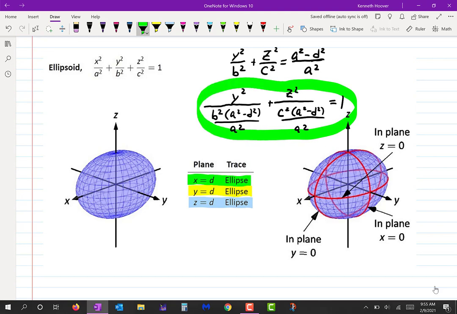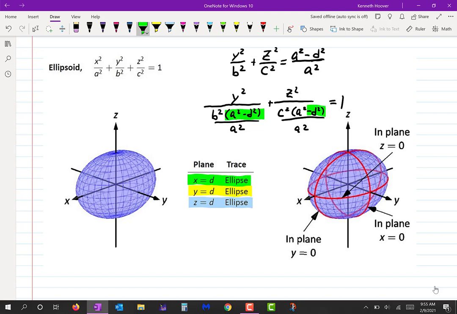But there is a little bit of a catch. If d is bigger than a, then these numbers on the bottom would be negative, in which case you don't have an ellipse, you have nothing. And that's why if you move too far out along the x-axis, the thing starts to just disappear, right? It only exists for a certain distance. And after that, it disappears.